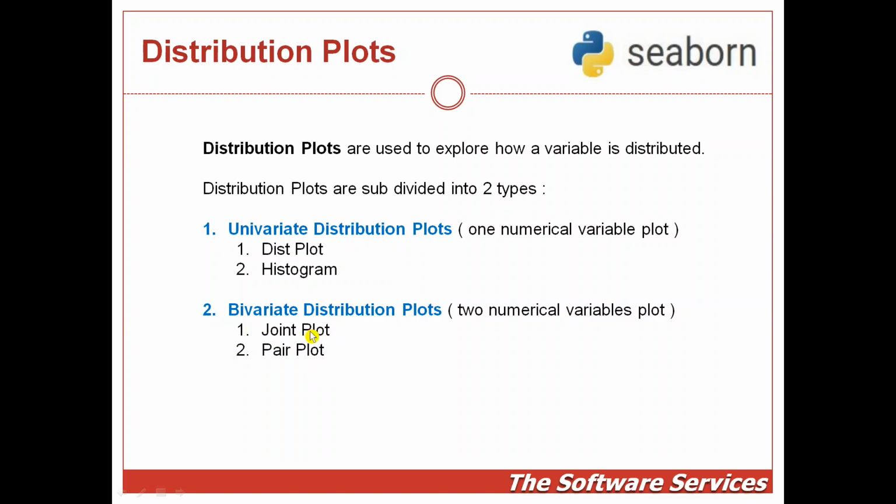We already saw the joint plot and pair plot in the last classes, but let us discuss them in this section also, because these two plots fall under the bivariate distribution plots as well. So let us discuss each and every plot in detail from the next class, friends.